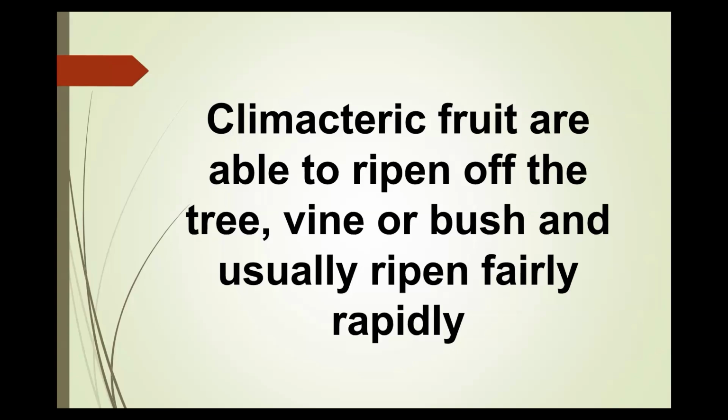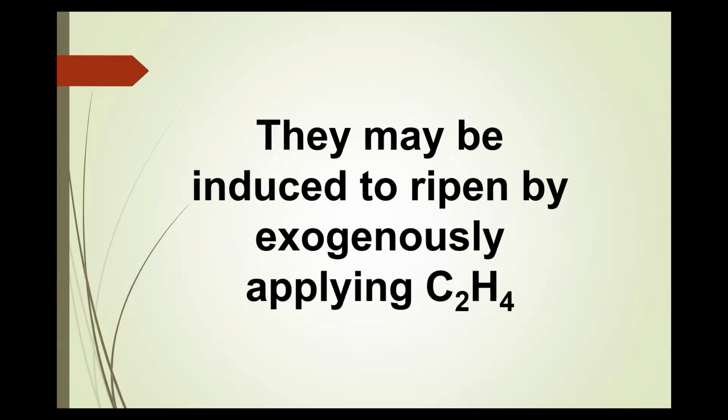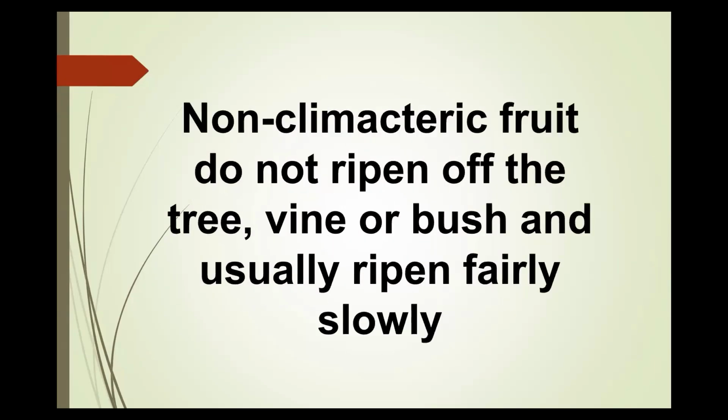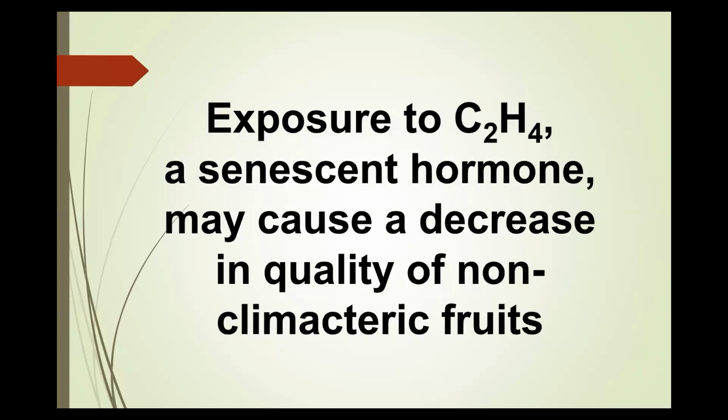Climacteric fruit are able to ripen off the tree, vine, or bush, and usually ripen fairly rapidly. They may be induced to ripen by exogenously applying ethylene. Non-climacteric fruit do not ripen off the tree, vine, or bush, and usually ripen fairly slowly. Exposure to ethylene, a senescent hormone, may cause a decrease in quality of non-climacteric fruits.